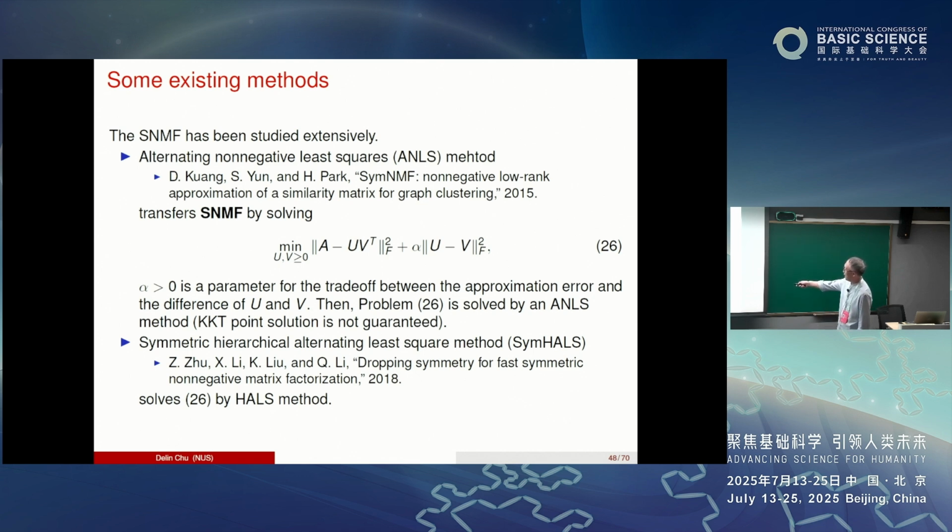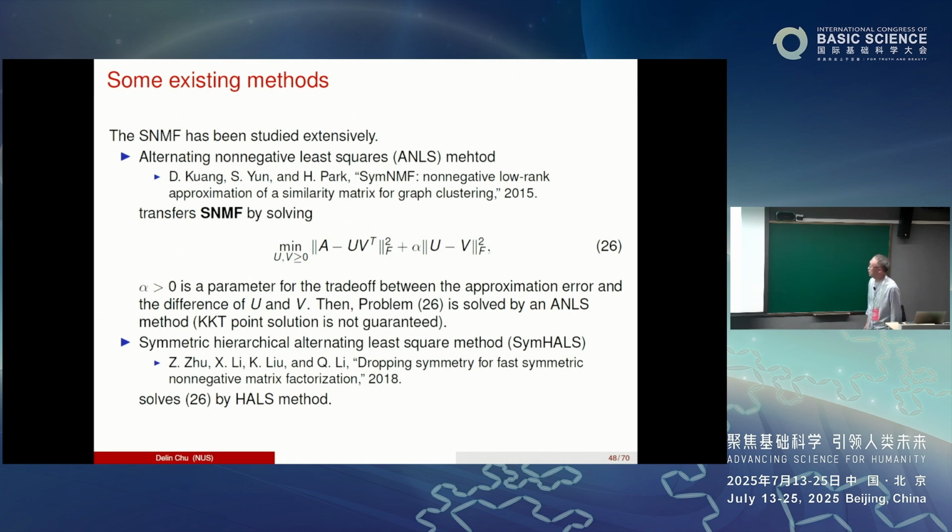Then we can apply the alternating non-negative least squares method or the HALS method to solve this minimization problem. In such a way, we have the so-called symmetric ANLS method and symmetric HALS method.